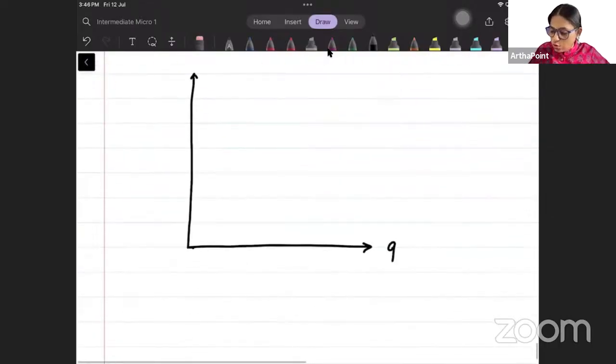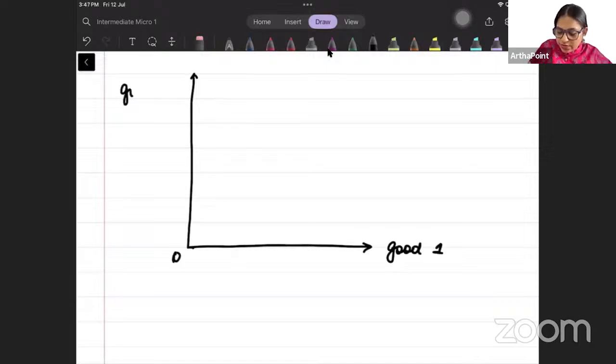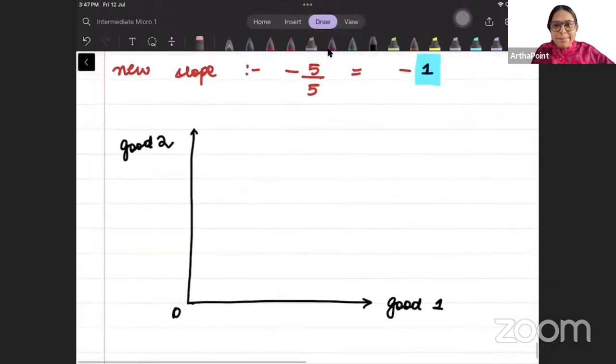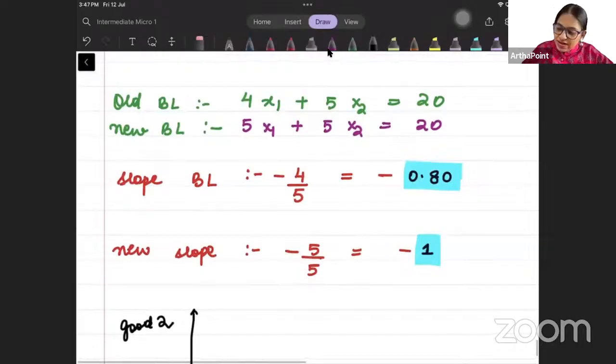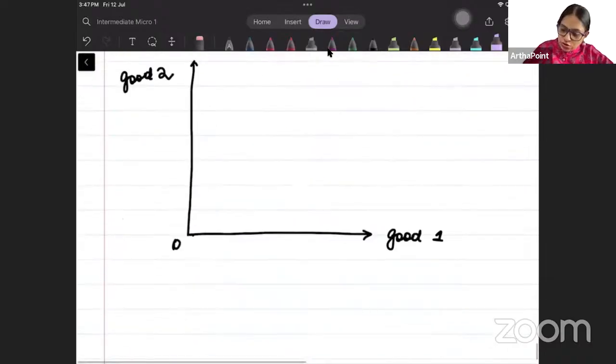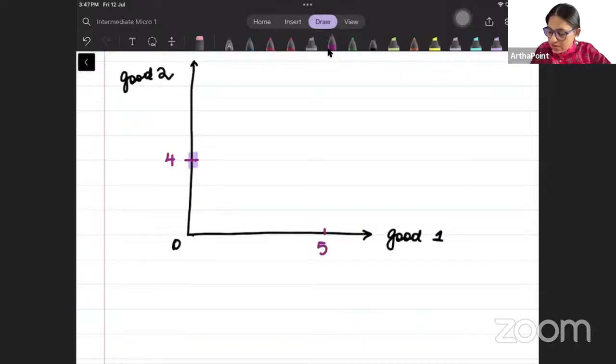So beta, I'm taking good 1 here, good 2 here. What is your intercept term? M by P1, M by P2. So earlier my income is 20. 20 divided by 4 will be 5. 20 divided by 5 will be 4. So here I have 4, 5. This is my old budget line.